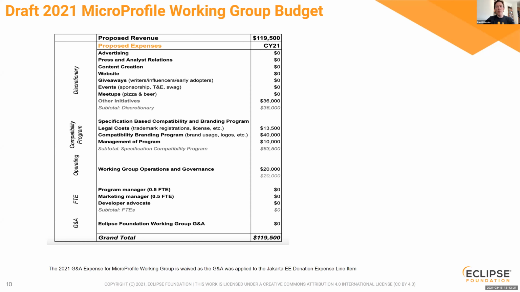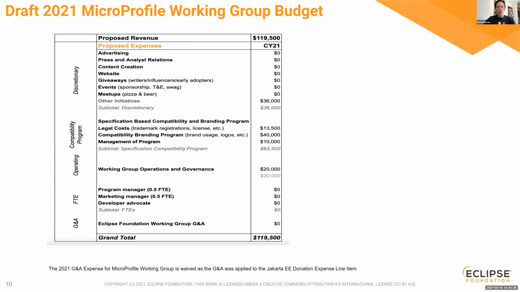Well, the input should be. Guys, may I ask a question? Is it budget approved by the working group, or is it just coming from the Eclipse Foundation and we must accept it anyway? How is it going to work?